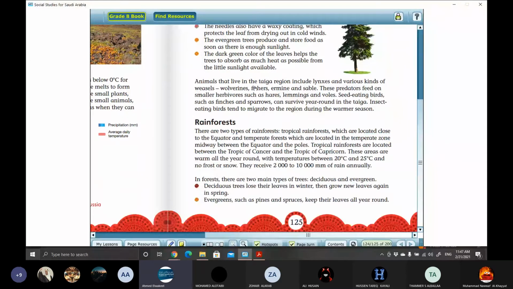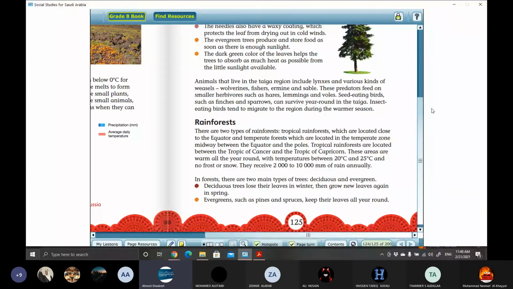Of course, the animals that live in the taiga region include lynxes and various kinds of weasels, wolverines, fishers, ermines, and also sable. These predators feed on small herbivores such as hares, lemmings, and also voles. The seed-eating birds, such as finches and sparrows, can survive year-round in the taiga. Insect-eating birds tend to migrate to the region during the warmer season.